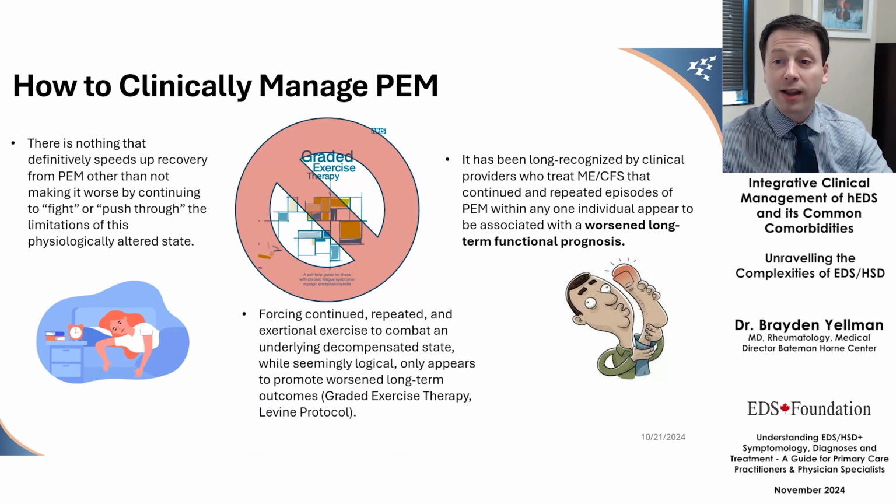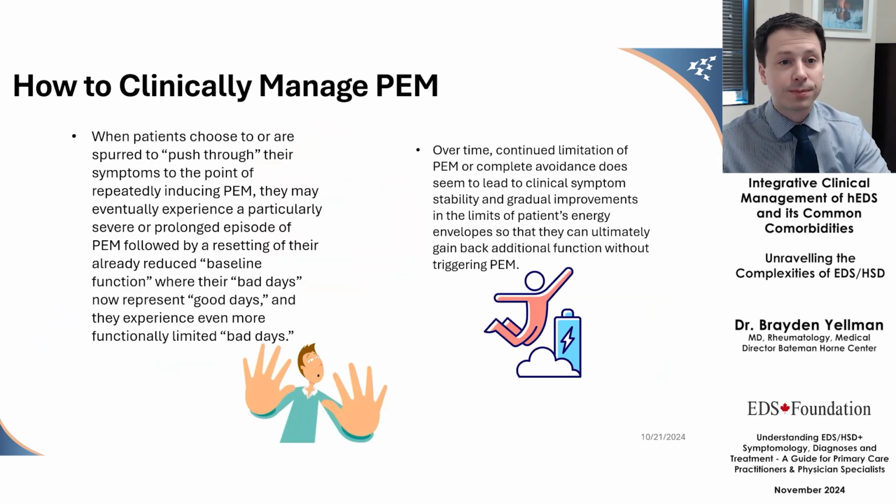And it has been long recognized by clinical providers who treat ME/CFS that continued and repeated episodes of post-exertional malaise within any one individual appear to be associated with a worsened long-term functional prognosis. And so I have a little stubbed toe over here, and it's an analogy I give my patients. If you stub your toe and it's still healing and you continue to stub it every day, you're going to start to have that nail grow back weird. The toe's never going to be the same. You've got to let these injuries heal before they happen again, or things will get worse.